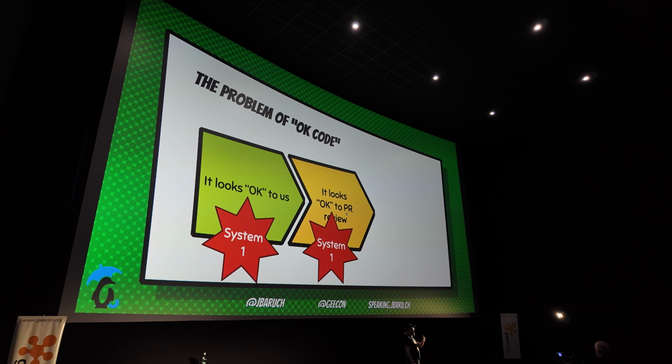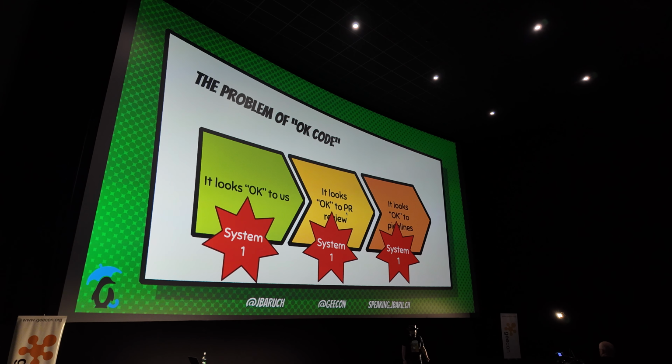The OK code goes further and further. It looks OK to the pipelines for the automatic checks, because the automatic checks are all, by definition, which system? System 1. So we got our OK code all the way from the commit at 5 p.m., when we are tired, to production without anyone noticing that it's not great.